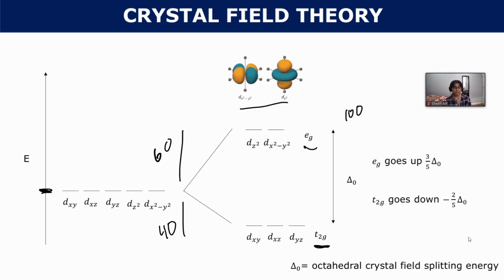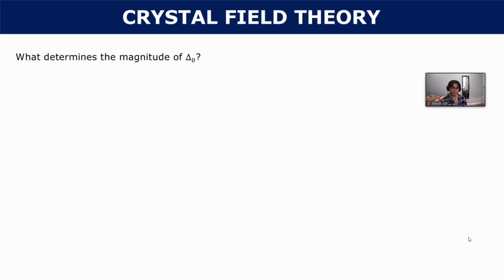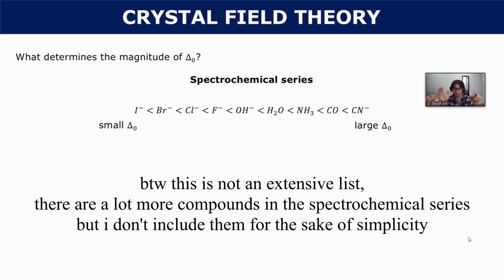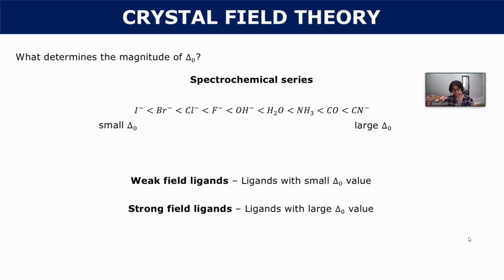Like I mentioned, based on what ligand you have, you're going to have different splitting energies, different E naught values. So what determines the magnitude of them? Well, we have something called a spectrochemical series, which is a series of experimentally determined sets. We have determined which ones are going to have the smallest E naught values and which ones are going to have the high E naught values. They go I, bromine, chlorine, fluorine, hydroxide, water, NH3, carbon monoxide, and then cyanide is going to have the largest. The ones with small E naught values are called weak field ligands, and the ones with large E naught values are called strong field ligands.